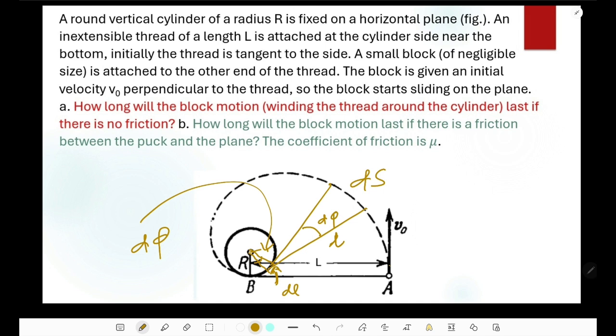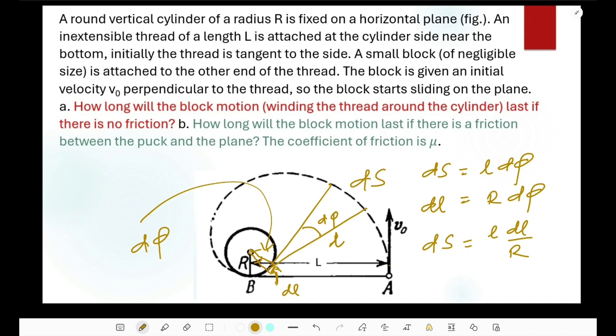So I called this length ds and this one dl. ds can be simply written as l d phi, and dl can be written as r d phi. If I eliminate d phi from both, from the first I get d phi equals ds upon l, and from the second d phi equals dl upon r, so that I can relate ds and dl: ds equals l dl upon r. I related both of them.